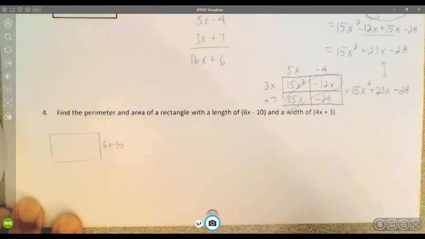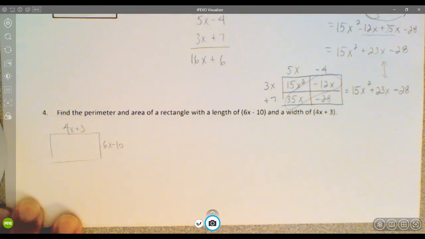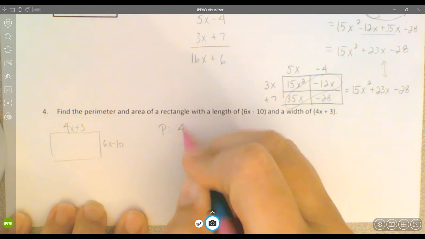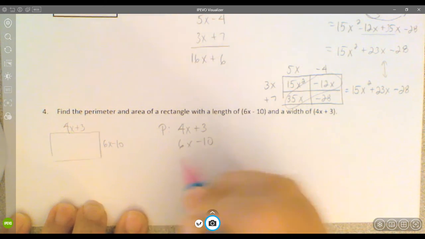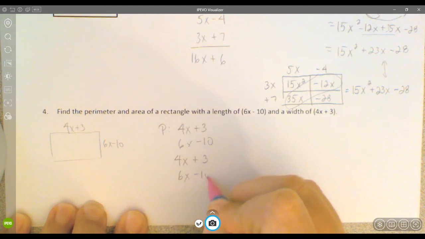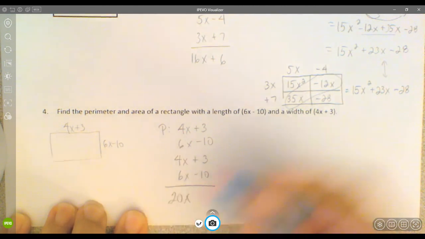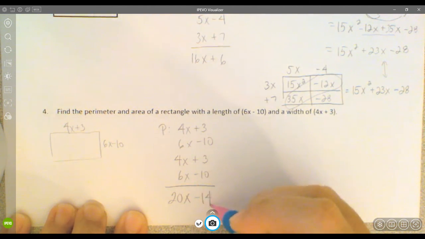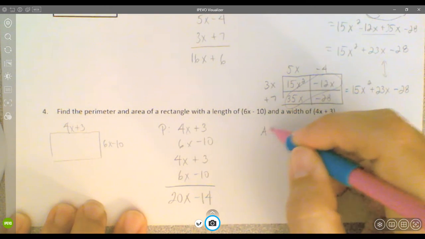I have 6x minus 10. I've got 4x plus 3. And oh my gosh, it looks just like those. It's just in words. So my perimeter will be 4x plus 3 plus 6x minus 10 plus 4x plus 3 plus 6x minus 10. 10 plus 10 is 20x. 3 minus 10 is negative 7. When we double that, we get negative 14. So there's my perimeter.